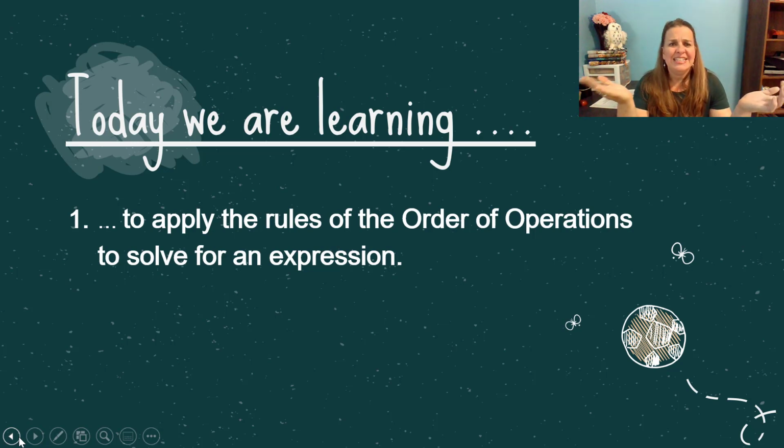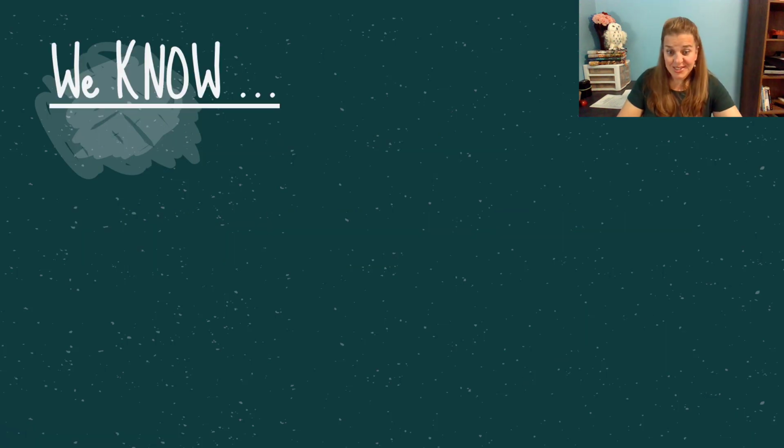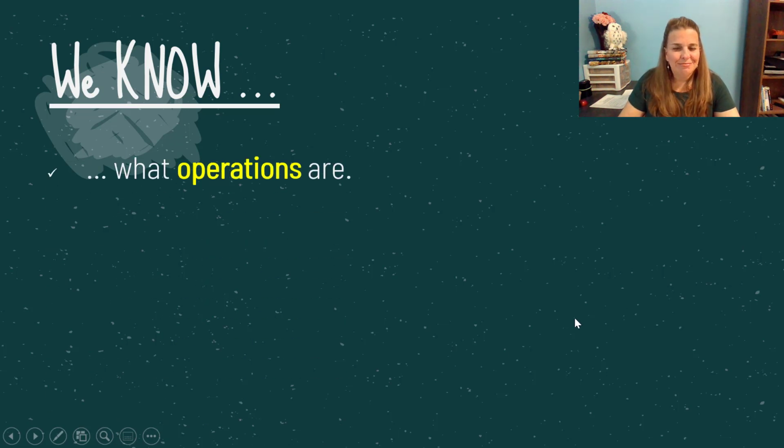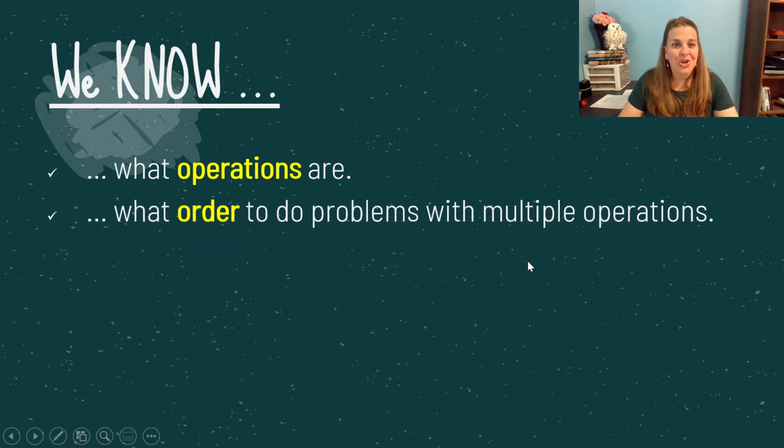What have we been doing the last several lessons? Let's review real quick. So we know now what operations are. Can you tell me what the four operations are? We also know what order to do the problems with multiple operations. Remember those three things we used to remember them? Can you tell me the order?